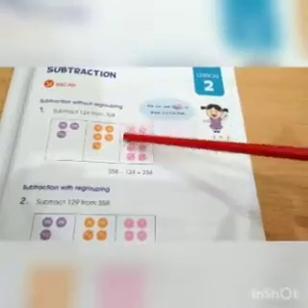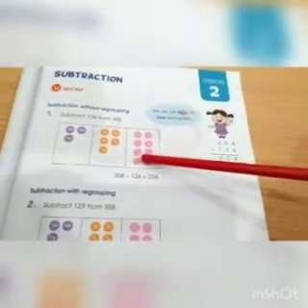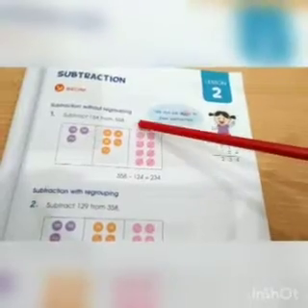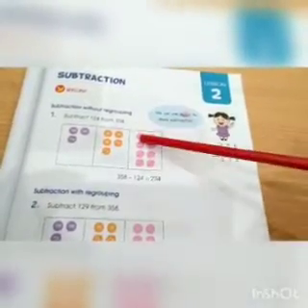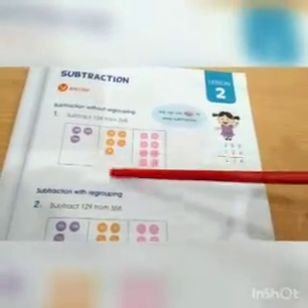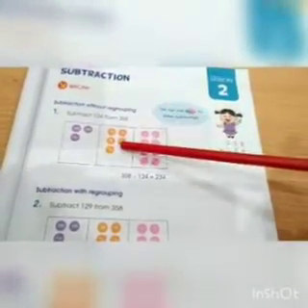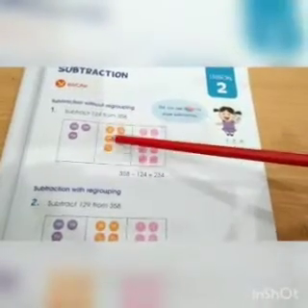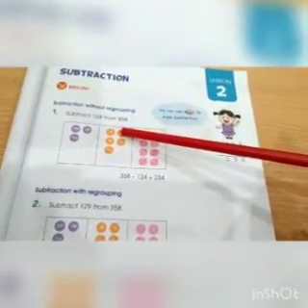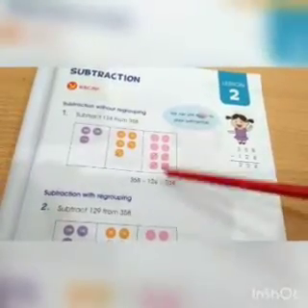In the ones place there are 8 sections of ones. You can cross 4 ones. How many ones are left? 1, 2, 3, 4. You can write 4 in the ones column. In the tens column there are 5 sections of tens. You can cross 2 sections. How many sections are left with us? 1, 2, 3. Yes, 3 tens equal 30. You have to write 3 in the tens column.